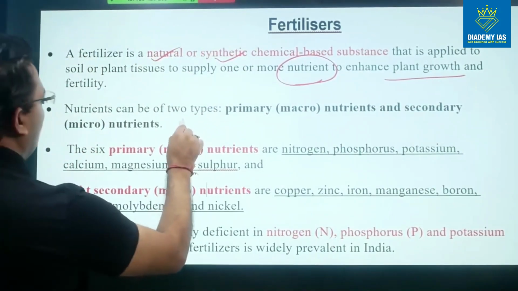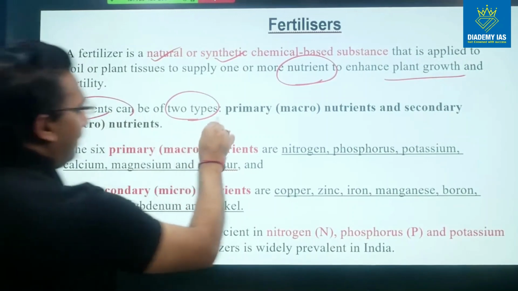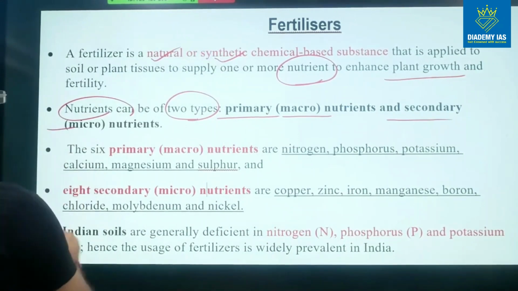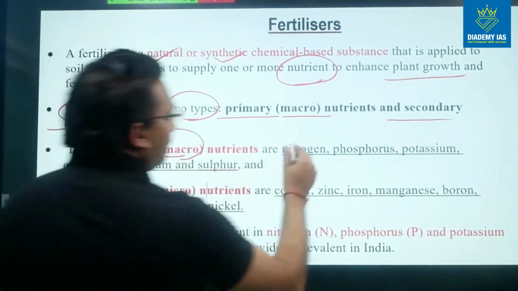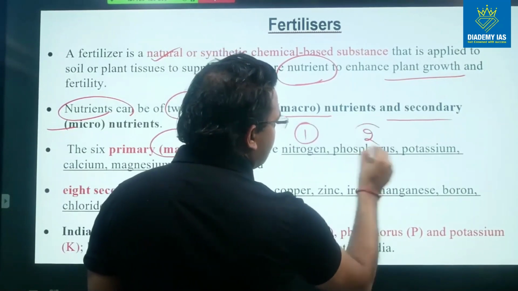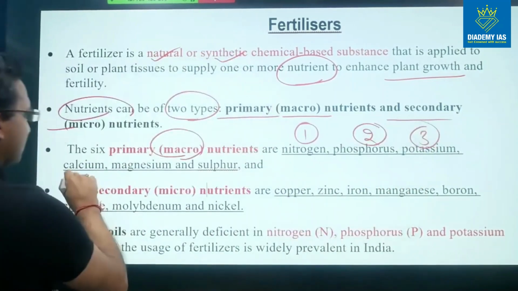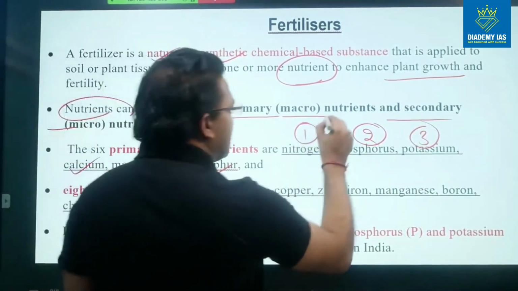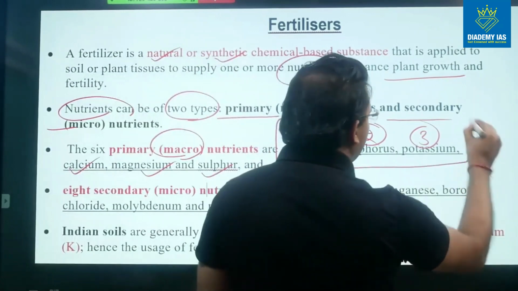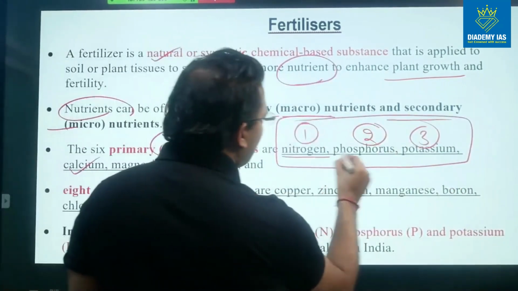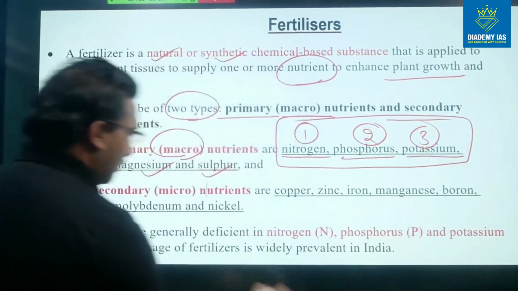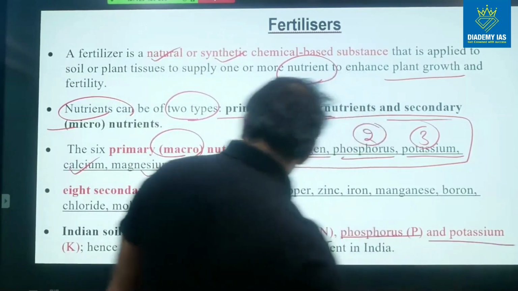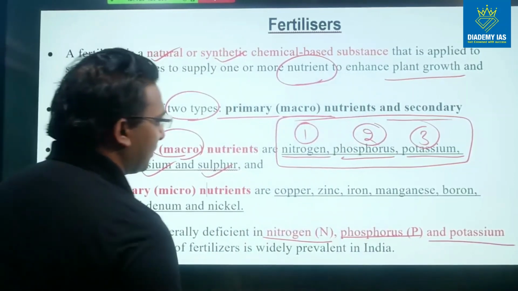There are two types of nutrients. One is primary nutrient or macronutrient and another is secondary or micronutrient. There are 6 macronutrients which include nitrogen, phosphorus, potassium, calcium, magnesium and sulfur, है ना? And in India, if we see, Indian soils are deficient in these 3 macronutrients, that is nitrogen, phosphorus and potassium. So you can see Indian soils are generally deficient in nitrogen, phosphorus and potassium. Hence usage of fertilizer is widely prevalent in India.